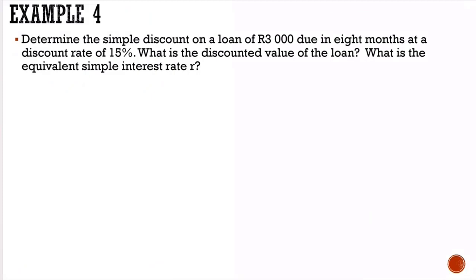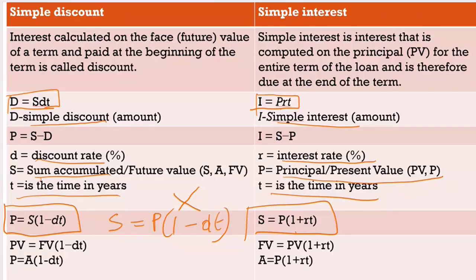So here is a question for a simple discount. The question is saying determine the simple discount. A simple discount, remember, it's not a rate. According to our formula here, a simple discount is this one. You need to find this one according to our formula. We are not looking for a rate, we're looking for the actual amount.